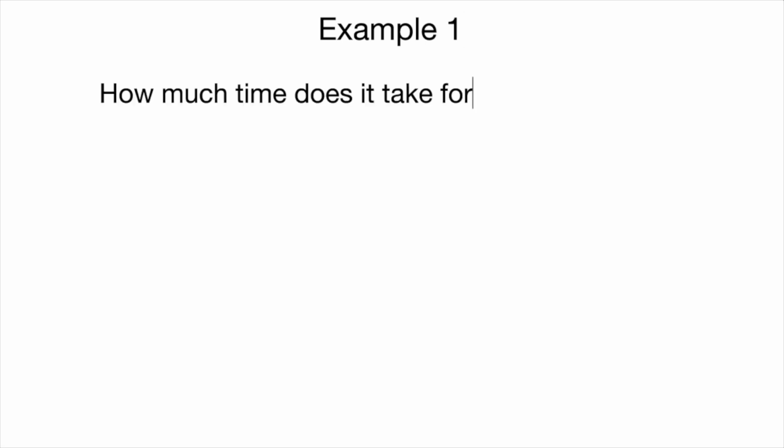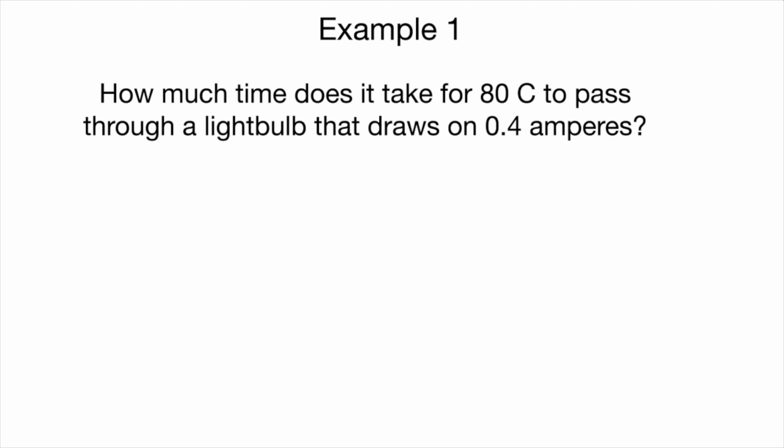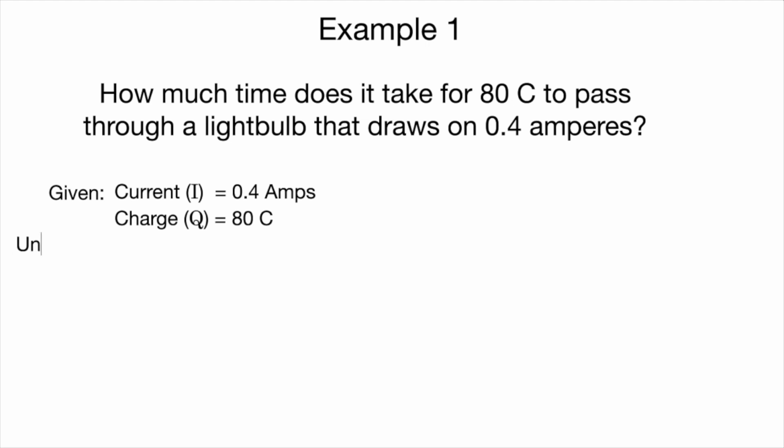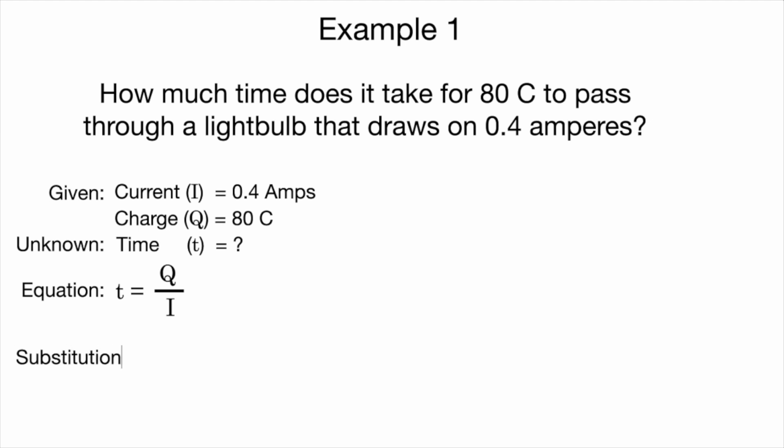Example 1. How much time does it take for 80 coulombs to pass through a light bulb that draws 0.4 amperes? Given. We know the current, I, is 0.4 amps, and the charge, Q, is equal to 80 coulombs. The unknown, then, would be the amount of time, T. The equation, then, is T equals Q over I. So we substitute in the given. T equals 80 coulombs over 0.4 amps.